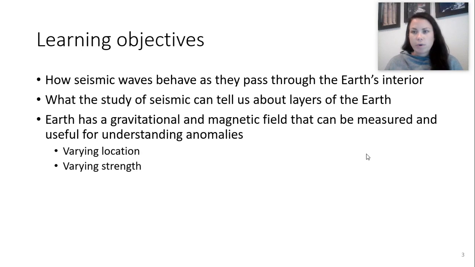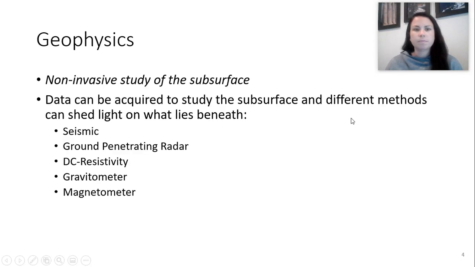So some of the things that we're going to learn in this lecture are how seismic waves behave as they pass through the Earth's interior, what the study of seismic can tell us about layers of the Earth, and that the Earth has a gravitational and magnetic field that can be measured for understanding anomalies. And there are different tools, devices, and equipment that we can use for geophysical methods.